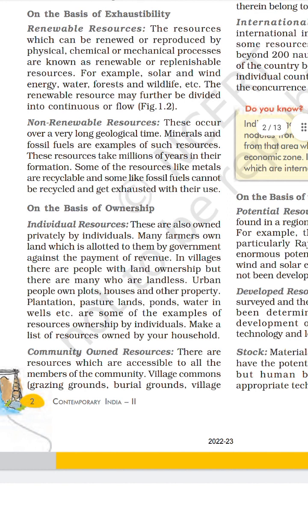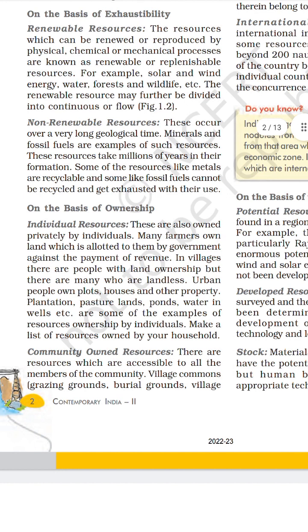Urban people own plots, houses, and other property. Plantation, pasture land, ponds, water in wells, etc. are some of the examples of resources owned by individuals. Make a list of resources owned by your household.